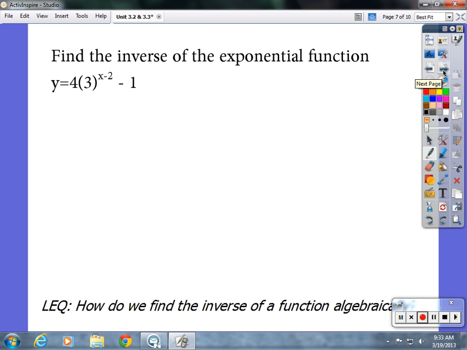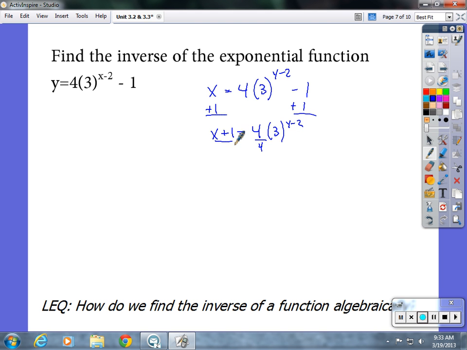Find the inverse of the exponential function. Now, this is a little trickier, but we're still going to start the same. We're going to switch x and y, so we end up with x equaling 4 times 3 to the y minus 2, minus 1. And resolve for y. Well, y is all the way up here in the exponent, so we can't deal with that yet. Let's move the 1 over. So x plus 1 equals 4 times 3 to the y minus 2. And then we're going to divide by 4. So x plus 1 over 4 equals 3 to the y minus 2.